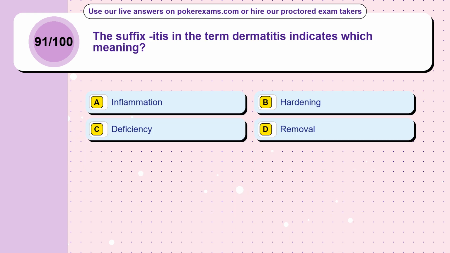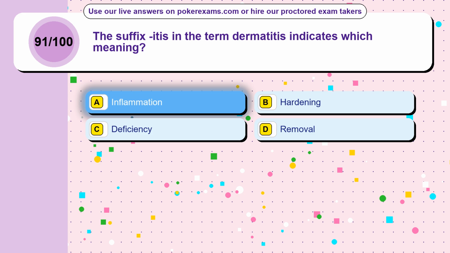Question 91. The suffix itis in the term dermatitis indicates which meaning? Option A, inflammation. Option B, hardening. Option C, deficiency. Option D, removal. The correct answer is option A, inflammation.